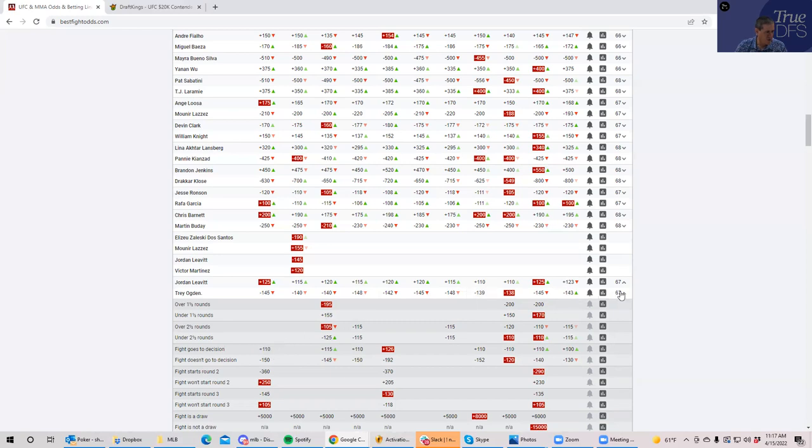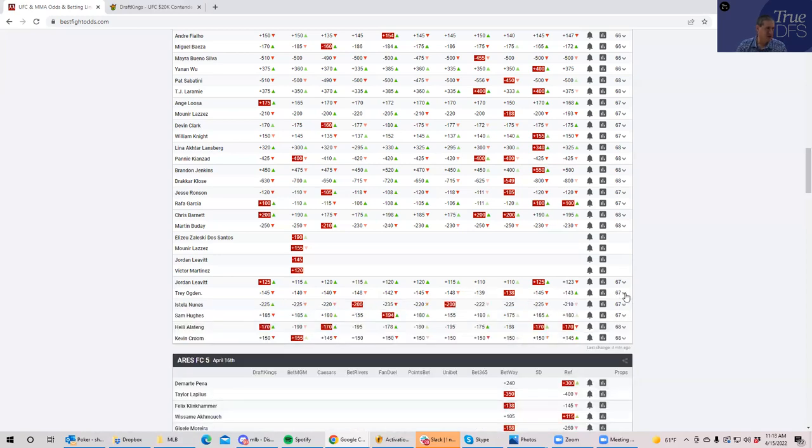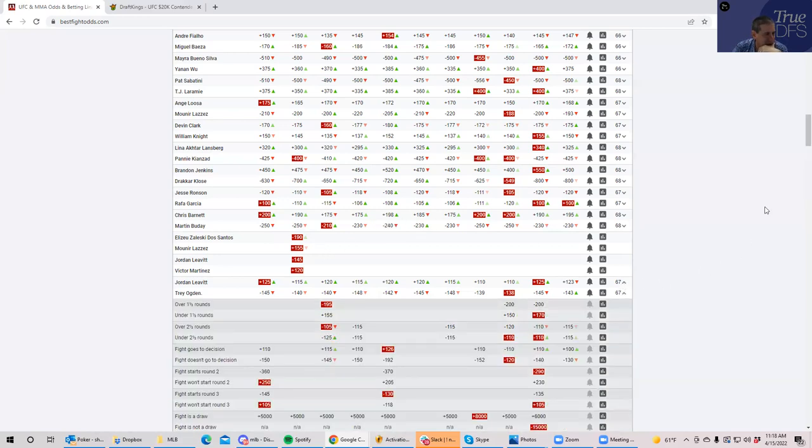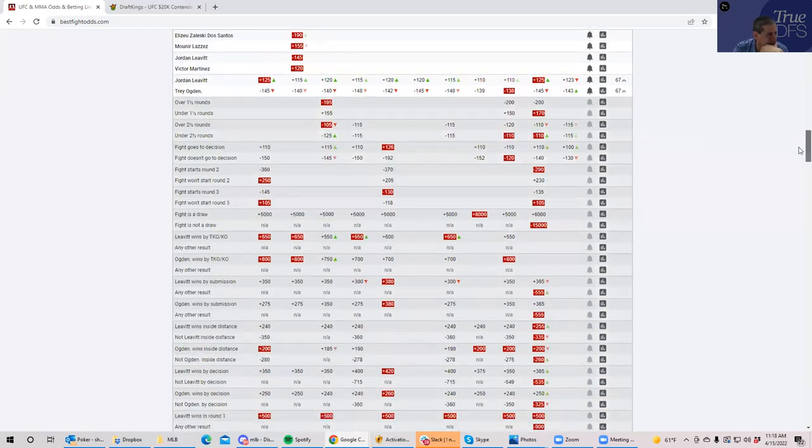Like, Jordan Levitt, I don't think a decision is in his range of outcomes. He's basically a submission or bust guy. So you have an inside the distance prop of about pick'em, and he's about pick'em. So that means about 25% of the time, I would deduce, he gets a submission. Let's take a look and see if that plays out here. Yeah, there it is. Levitt wins by submission, about plus 350. Makes sense. And then you got Ogden wins by submission, about plus 275.